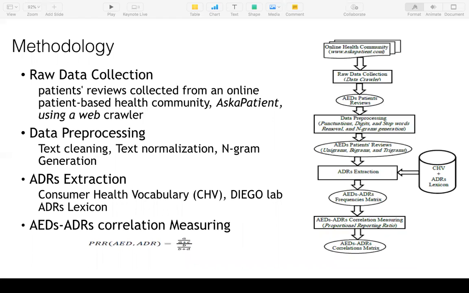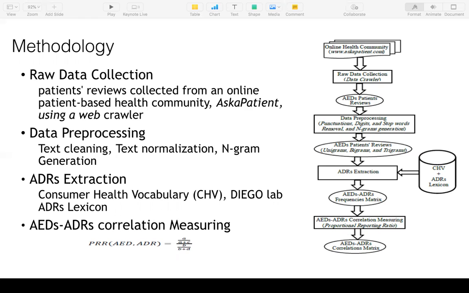We have 4 stages in our methodology: the first stage, raw data collection; the next stage, data pre-processing; then ADR extraction; and AEDs and ADRs correlation measuring. In the first stage, raw data collection, we collected a number of reviews, which we will show in the next slide, from askapatient.com. In this stage, we use a Python library called Beautiful Soup to scrape the patient reviews from askapatient.com.